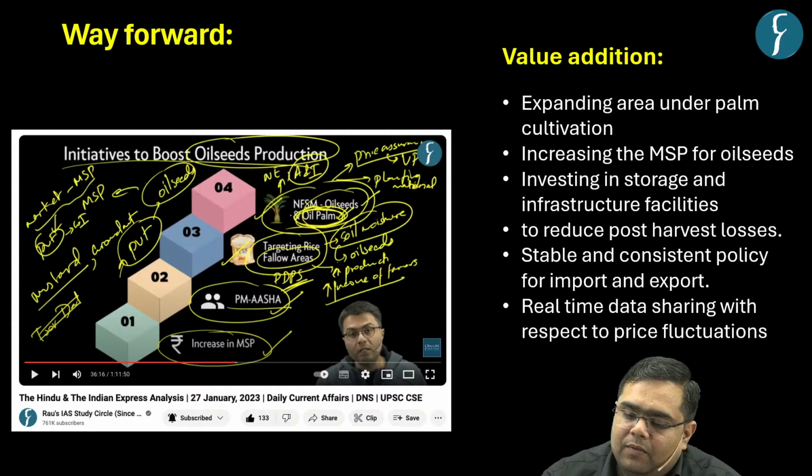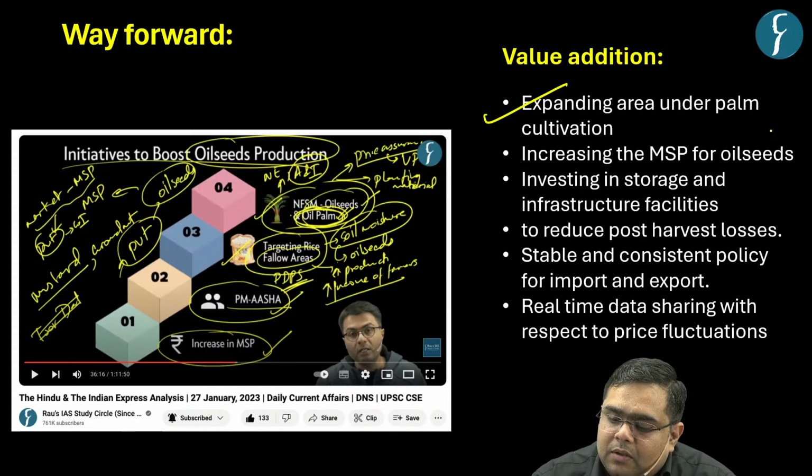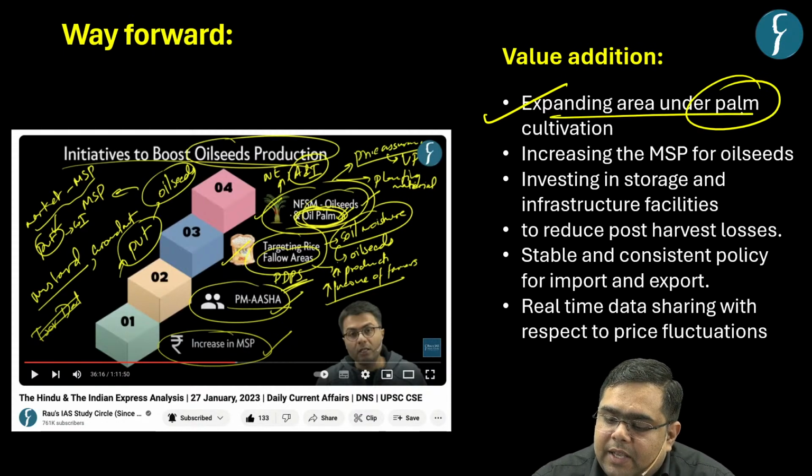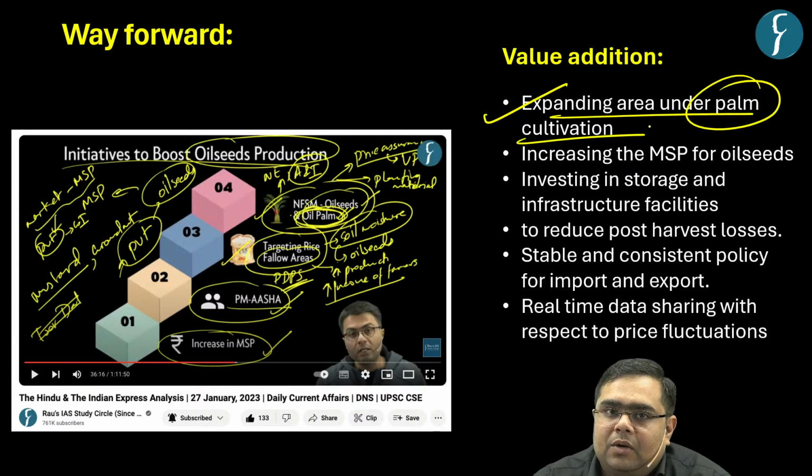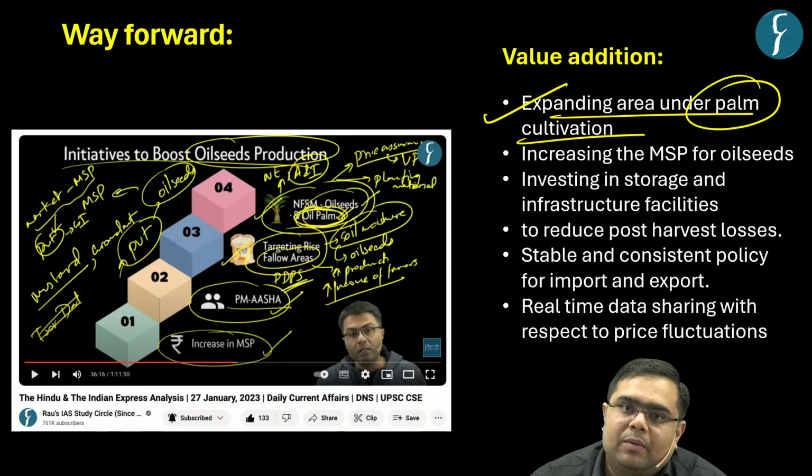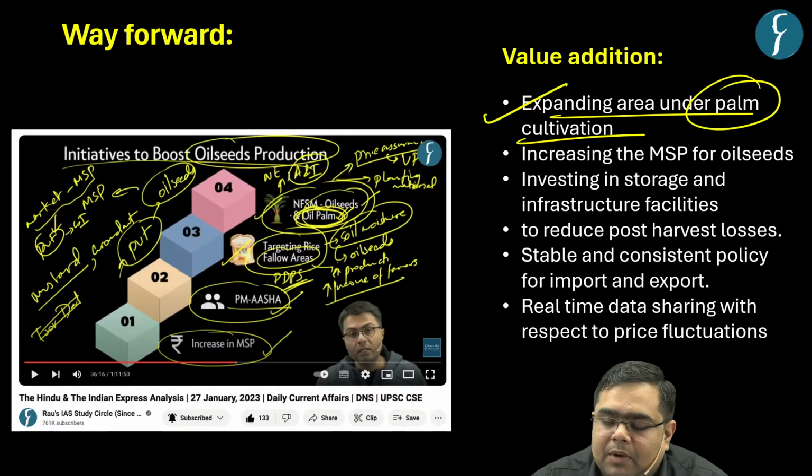What is the way forward? Again, expanding the area under palm cultivation, but not over there in Malaysia. We will have to identify new areas in India for expanding the cultivation. And again, we should not repeat the same mistakes committed by states like Indonesia and Malaysia, which are indiscriminately cutting the evergreen forest. We will have to identify new areas in which palm cultivation can be encouraged.